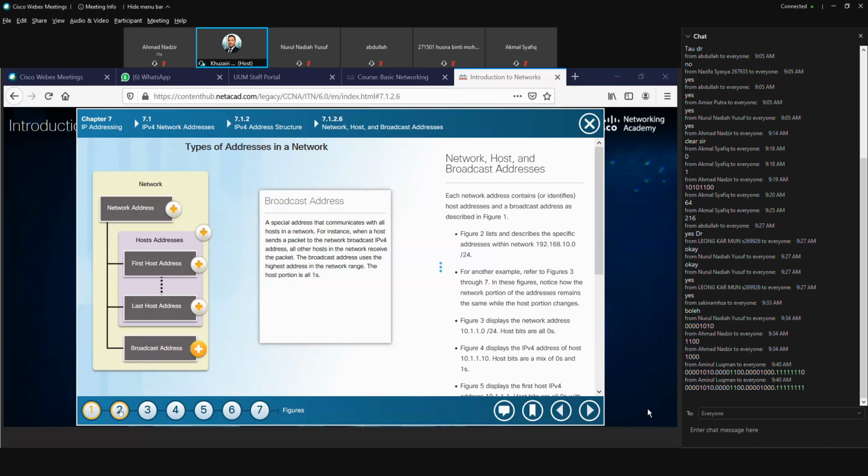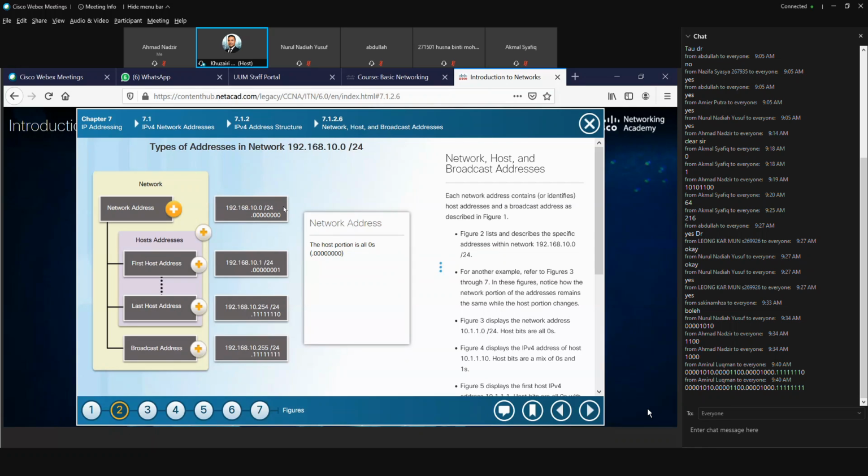So this is what I just explained just now. If you have /24, for example, 192.168.10.0/24, all host bits become zero. The host portion all zero represents the network address, and the host addresses go from 001 to 1110. So the first usable will be 192.168.10.1, and the last one would be 254. The broadcast address becomes 192.168.10.255/24. That is the IP address.